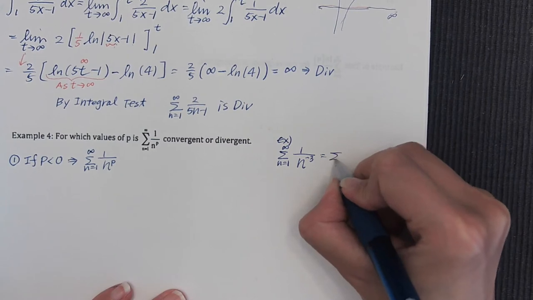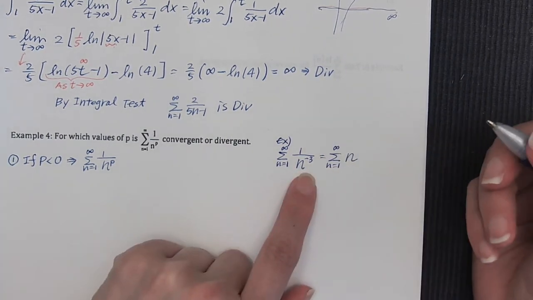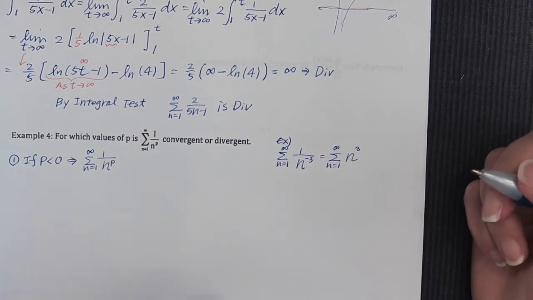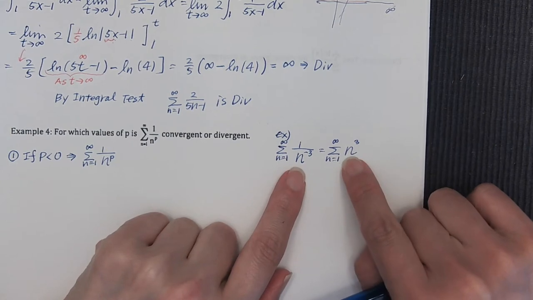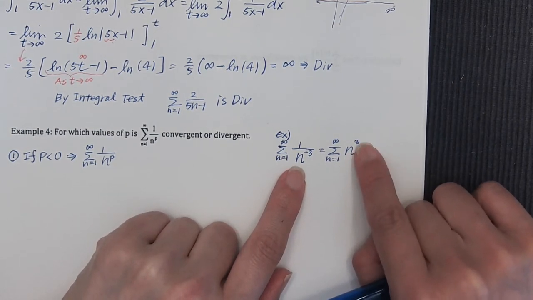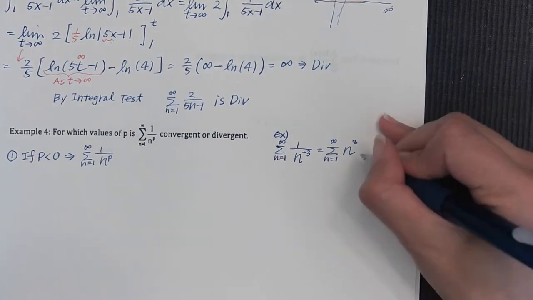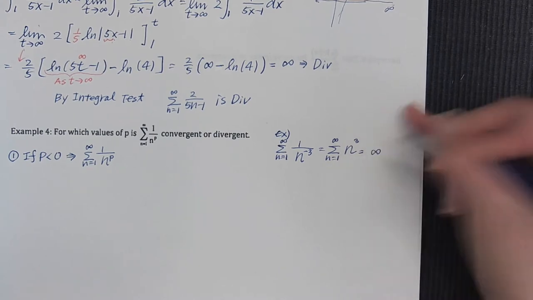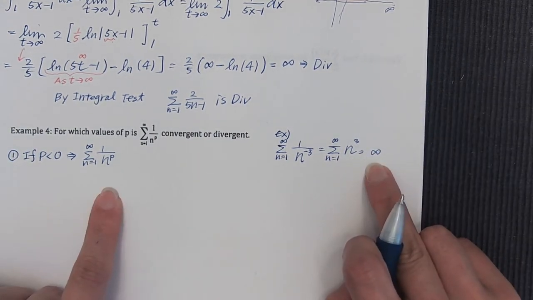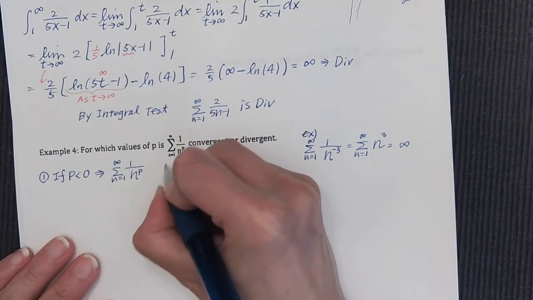Summation n equal 1 to infinity, n to the power negative 3, meaning just positive 3, right? If you flip it. So what's this guy? You put the 1 cube, 2 cube, 3 cube, 4 cube, 5 cube, 6 cube, until infinity. What's going on here? So it's getting bigger and bigger and bigger forever, right? So that's a divergent. If P is negative, it's a divergent.